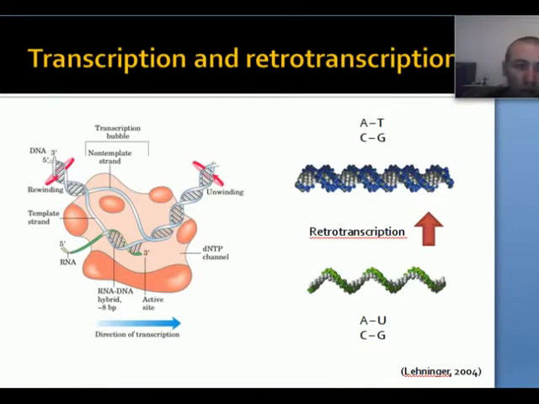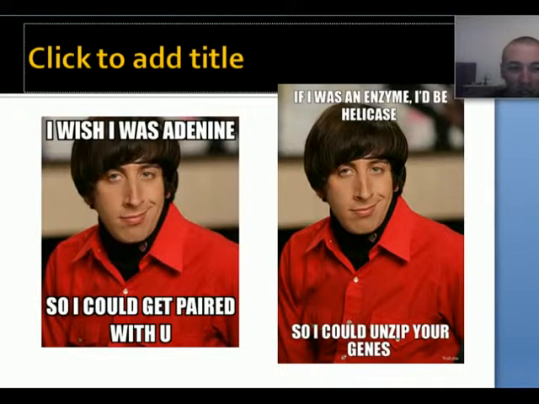So we're going to have Howard Wolowitz give us a couple of examples of how you can use this knowledge to talk to a girl or a boy in a bar. So you can arrive and say, I wish I was adenine so I could get paired with you, haha. And you can also say, if I was an enzyme, I would like to be helicase so I could unzip your genes. Well, okay, enough of jokes.